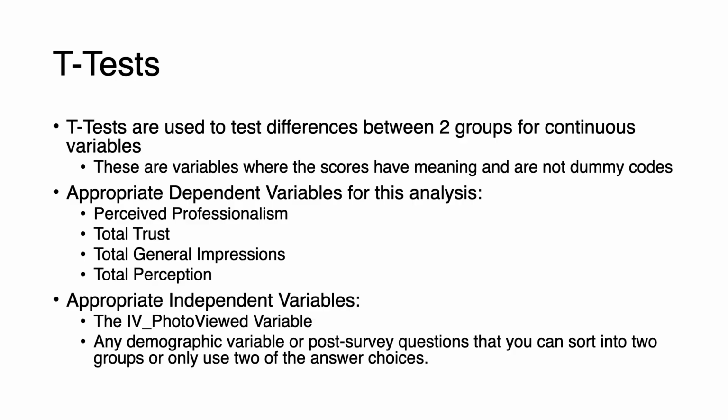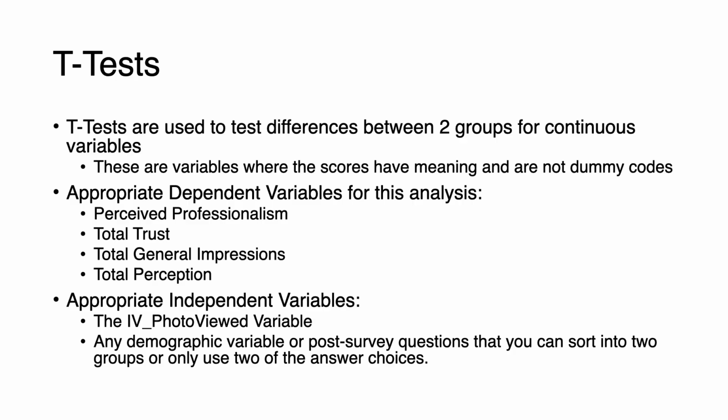Appropriate independent variables. The IV photo viewed variable is going to be the easiest variable for you to use because when you run t-tests, the automatic code for your independent variable will be 1 and 2, which is how I coded the photo viewed variable. However, if you're interested in looking at a demographic variable or the post-survey questions, maybe you wanted to see if those who reported having tattoos or reported a favorable attitude had a more favorable perception.